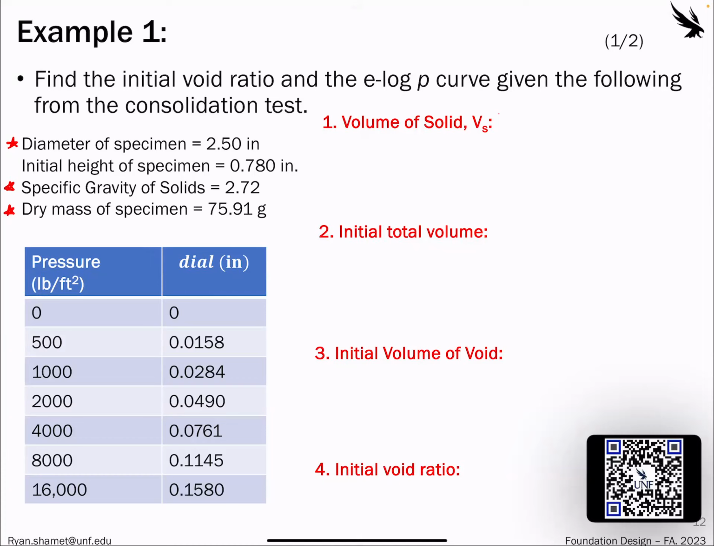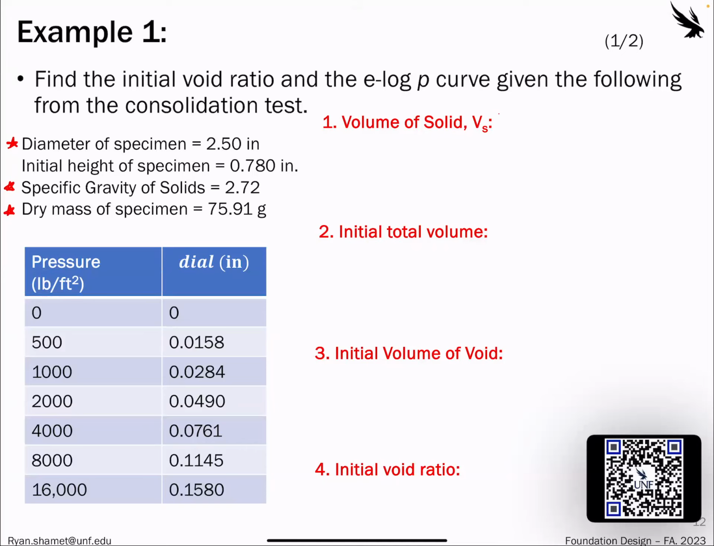We're also given the data here from the pressure, increasing by 2 each time, and then the resulting dial gauge. So this dial gauge is showing the essential deformation of that. Our initial is going to be 0. And then as we add the 500 pounds, or 500 PSF, we have this increasing deformation. So the first step here is going to be finding the volume of the solid portion only.